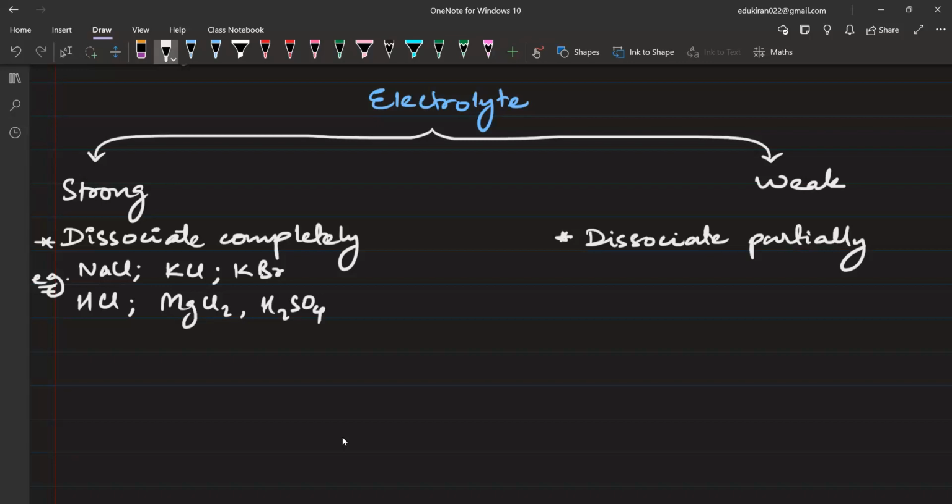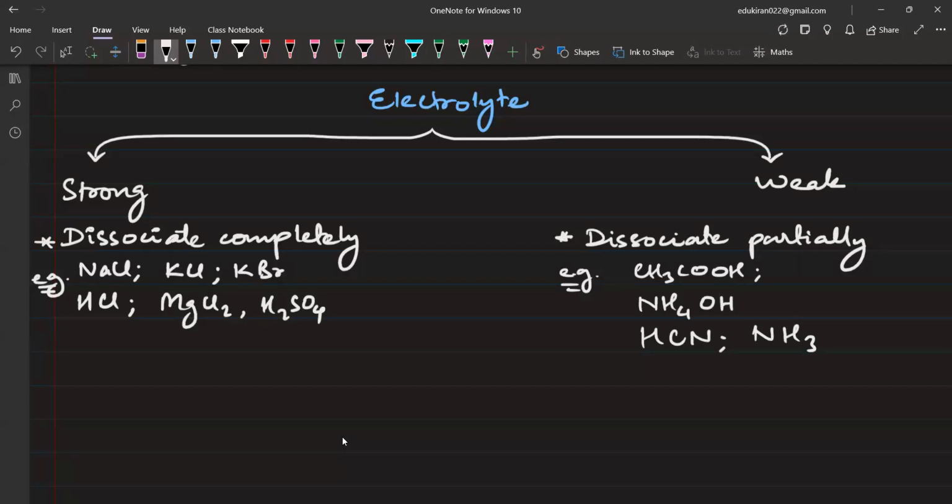In strong electrolytes, you will mostly see inorganic compounds. In weak, you will generally see organic compounds. For example, CH3COOH, acetic acid, is a weak acid. Similarly, ammonium hydroxide, NH4OH, is also weak. We have HCN, then we have ammonia. All of these are covalently bonded molecules, and generally speaking, these are weak electrolytes. They do not dissociate completely.